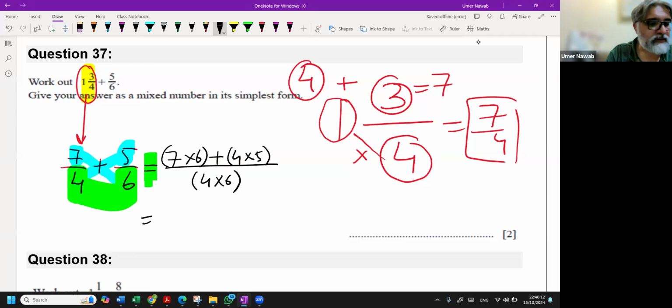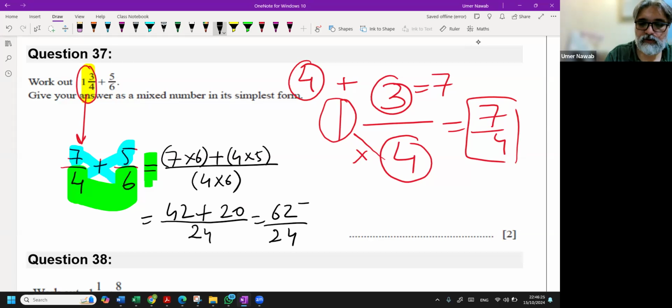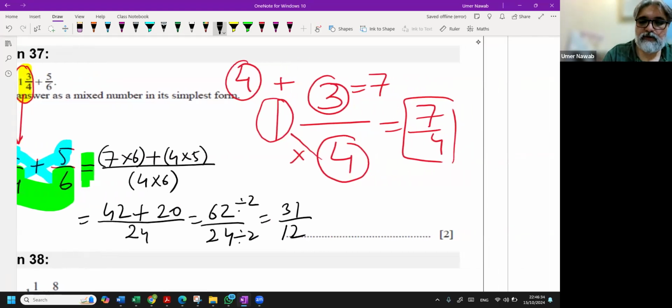We do this. Now, what is the answer? 7 times 6 gives you 42. 4 times 5 is 20. And 4 times 6 is 24. Now add 42 and 20. It gives you 62. 62 over 24. Divided by 2, divided by 2. 62 divided by 2 gives you 31. And 24 divided by 2 is 12. Now, how many 12s you have in 31? There are two 12s. And 12 times 2 is 24. So 31 minus 24 gives you 7. So 7 whole, 2 whole for 31.